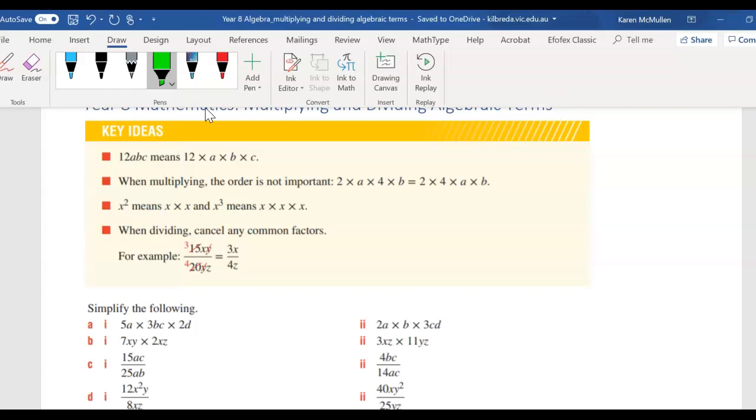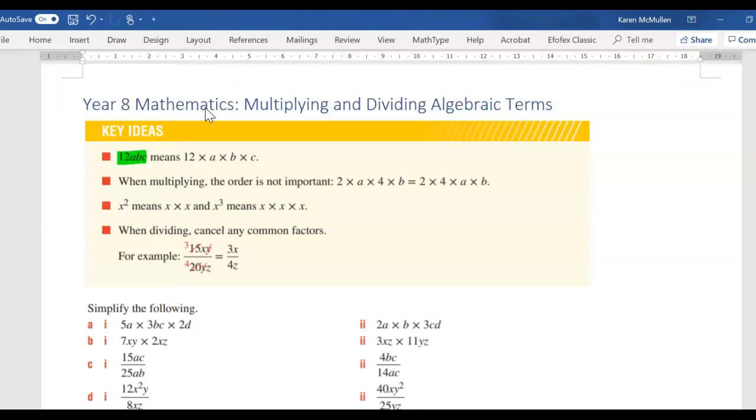Okay, so 12ABC, there's like an invisible multiplication sign in between. So that means 12 times A times B times C. So kind of think about it if you went to the shops and you wanted to get 3 donuts. You don't say, can I please have 3 times donuts? You just say 3 donuts. So we just say 12ABC, but it does mean we want 12 lots of A, B, and C.